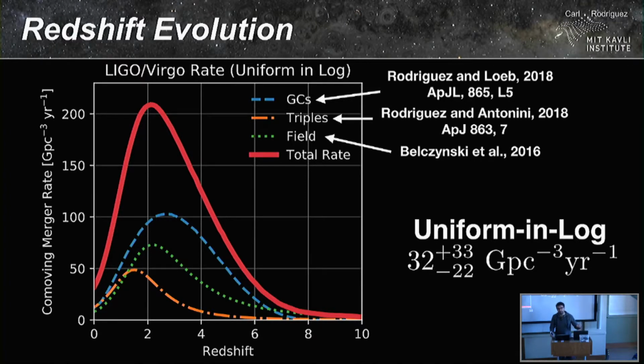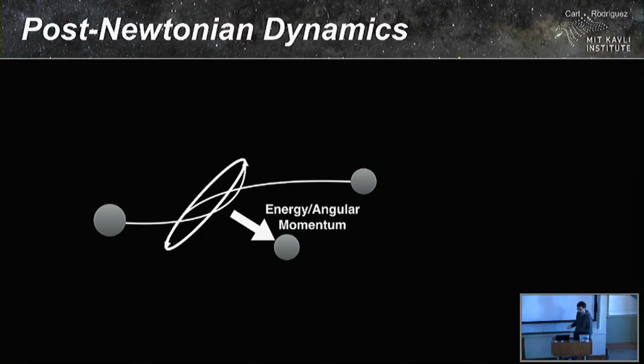Is there something, though, that we can get a handle on that is unique to formation in dense stellar environments, or some sort of parameter that can only come from one formation channel? And the answer to this turns out to be yes.